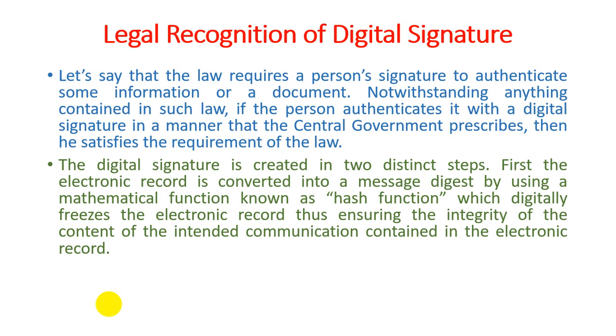The digital signature is created in two distinct steps. First, the electronic record is converted into a message digest by using mathematical functions known as hash functions, which digitally freeze the electronic record, thus ensuring the integrity of the content of the intended communication in the electronic record.